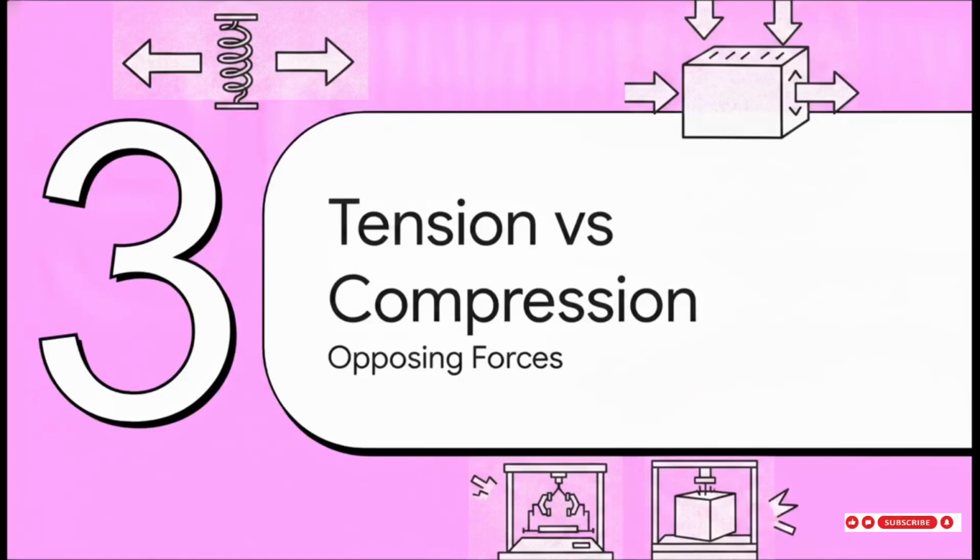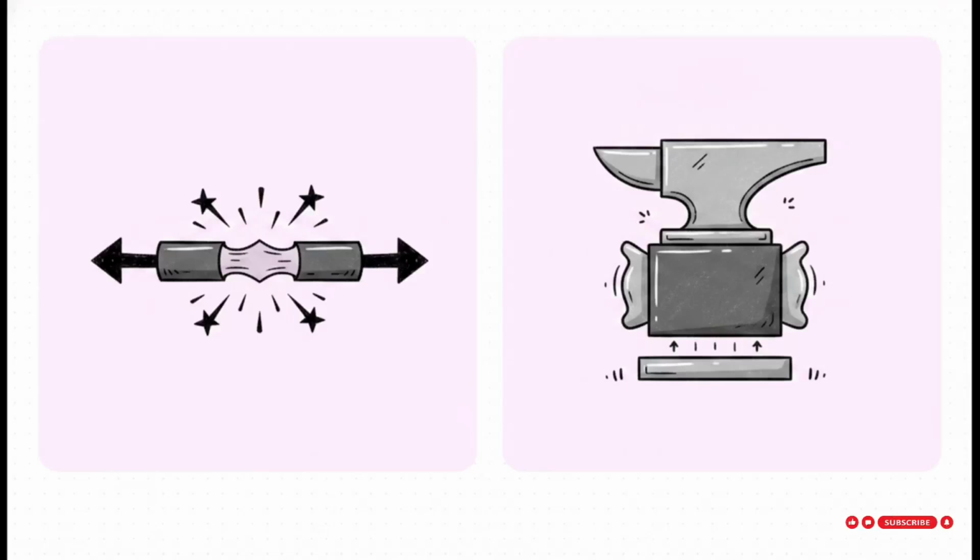Okay, Section 3, Tension versus Compression. To find a material's true limits, engineers constantly pit tensile strength against compressive strength. Tensile strength is a material's resistance to being pulled apart. Think of stretching a rubber band until it finally snaps. Compressive strength is the exact opposite. It's the material's ability to withstand being crushed or squeezed under a really heavy load.